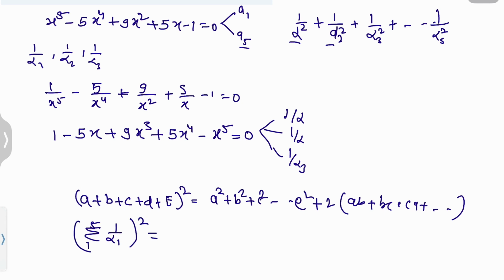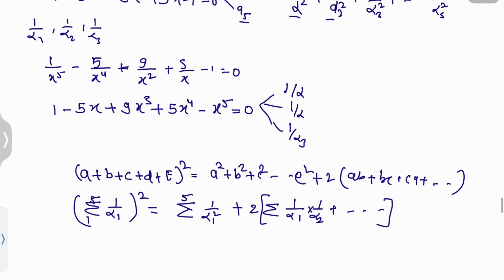is equal to the summation of 1 upon alpha 1 whole square, meaning 1 upon alpha square plus 1 upon beta square, like this up to 5, plus 2 times the summation of 1 upon alpha 1, 1 upon alpha 2, same like this. Okay, so how to find that?